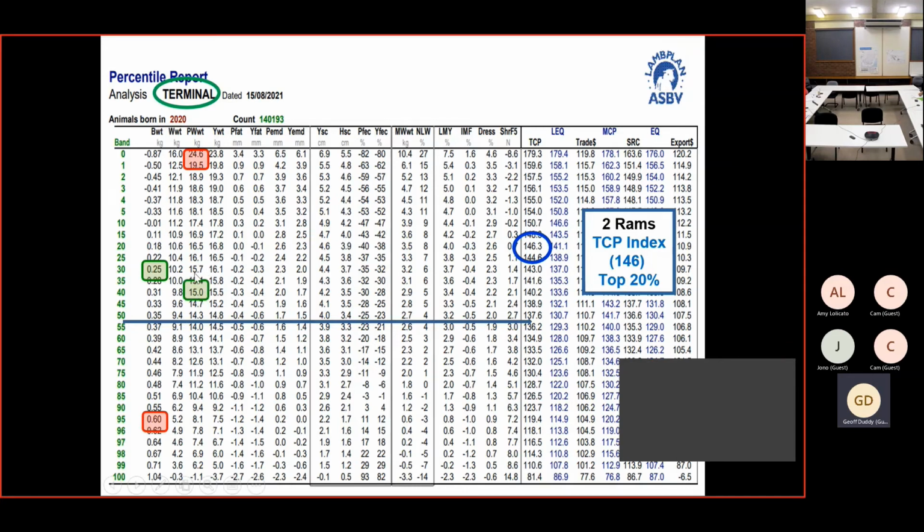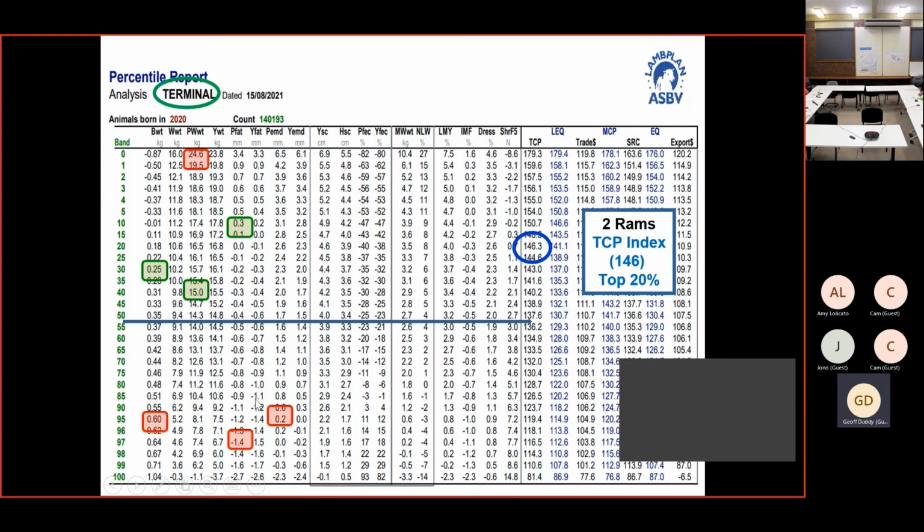Our green bloke is sitting above average. He's in the top 35–40%. He's not too bad. The fat, however, of our red ram is right down here. He's in the bottom 5% in Australia. So he's going to throw progeny that are ultra lean, whereas this one's going to put progeny that are going to have a little bit more fat, which helps with things like eating quality and dressing percent.